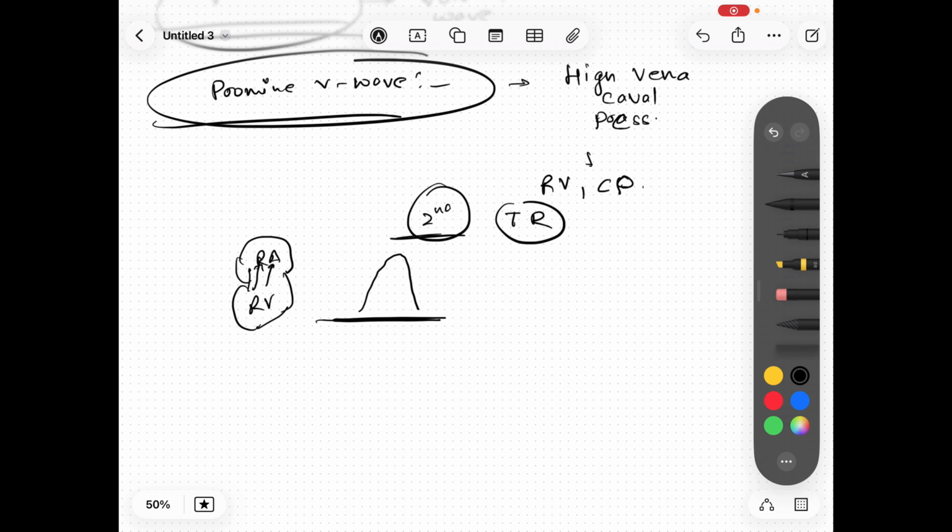What are the causes of diminished V wave? This is hypovolemia, yeah, use of venodilators.